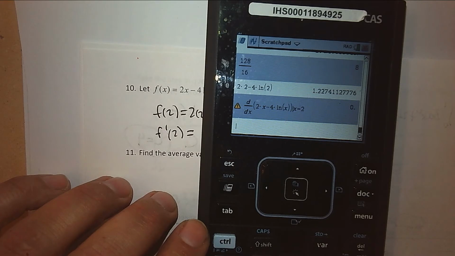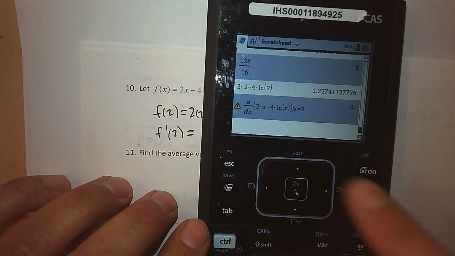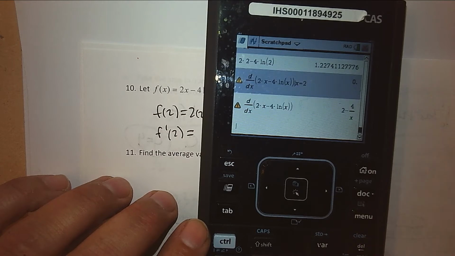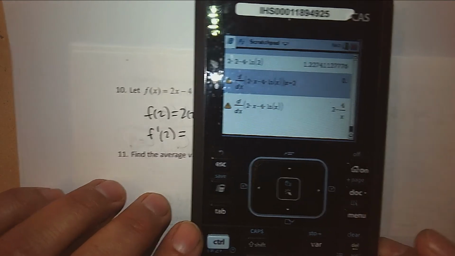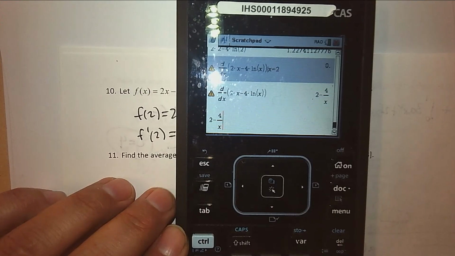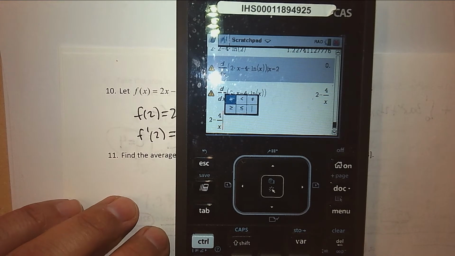Oh, it didn't like it. See if I can. Let's try this. So I'm going to go back up. I'm going to erase what I just did. Just going to do the derivative so you can see what the derivative looks like. Let me see if I can do this. Take the derivative. I'm going to press the same button.